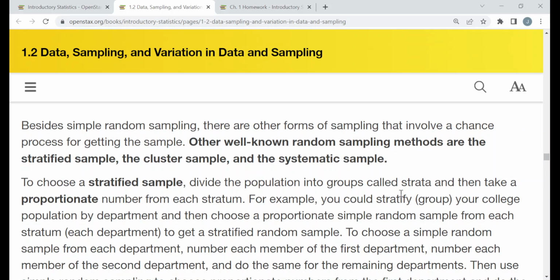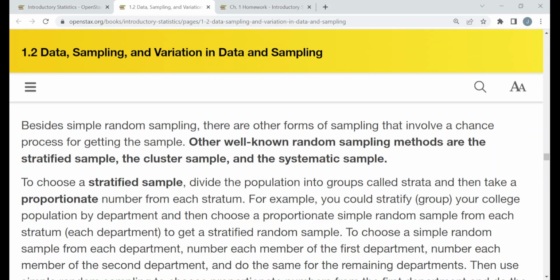And then some other well-known random sampling methods: the stratified sample, cluster sample, and the systematic sample. So I will actually draw some simple pictures to go along with these to explain these sampling methods. To choose a stratified sample, divide the population into groups called strata, and then take a proportionate number from each stratum, which is the singular of strata.